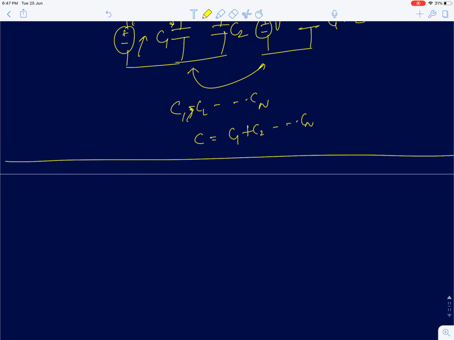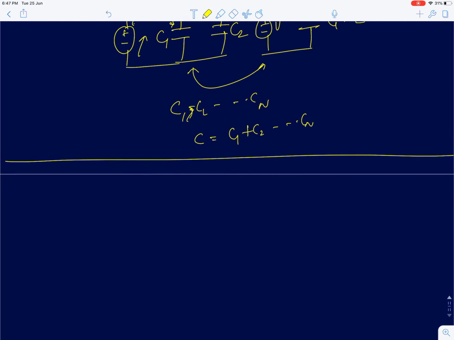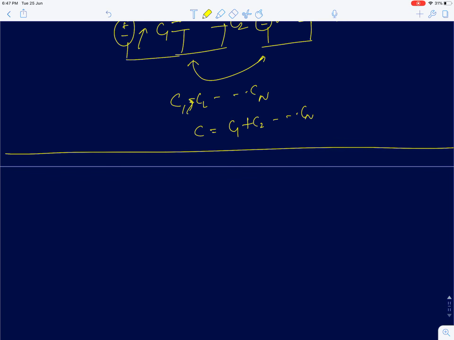So when capacitors are in parallel, you simply add them. When they are in series, then you find the equivalent using C1 C2 by C1 plus C2, or you add them with their inverse values. So this covers the parallel and series equivalents of capacitors.